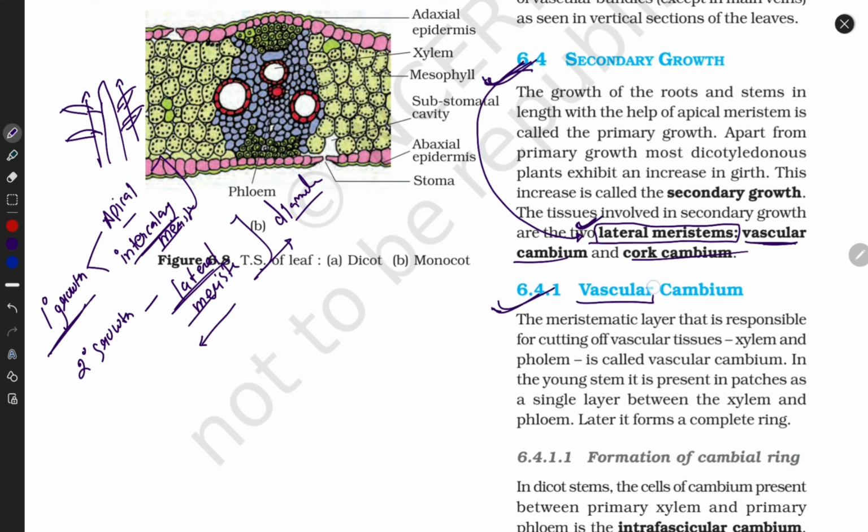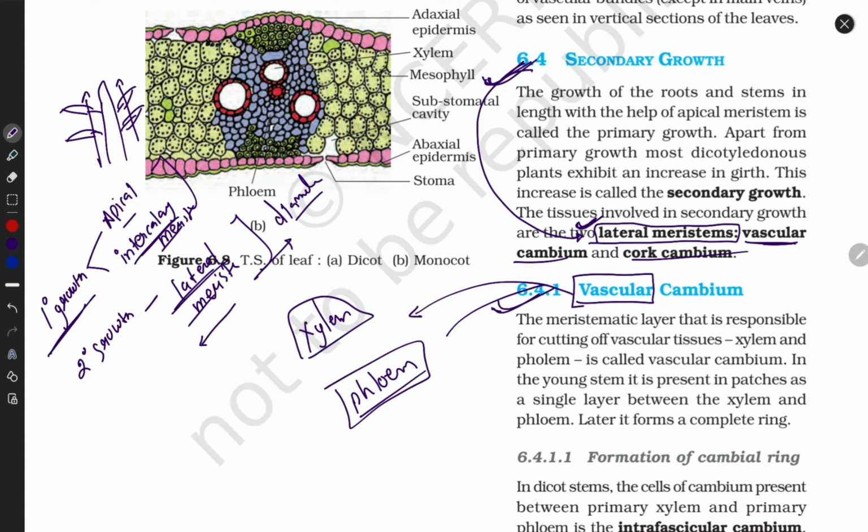What do you understand by vascular? Vascular means xylem and phloem. It means this kind of secondary growth is found between xylem and phloem. Alright guys, now are you clear? I think you are clear.